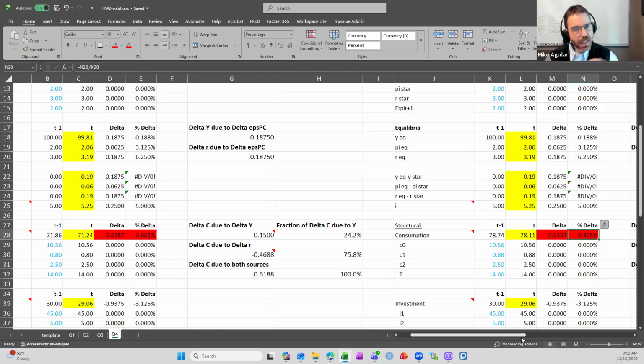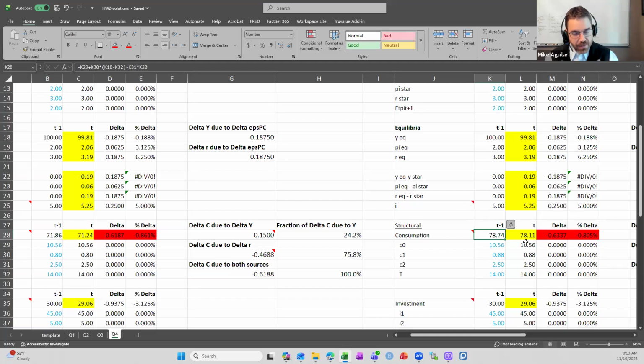No, not really. The logic we got is sound. Look at the base. We're going from 71.86 to 71.24. Here we're going from 78.74. So the base is different, which means the percentage change for any dollar amount is going to be different. So it's difficult to compare.